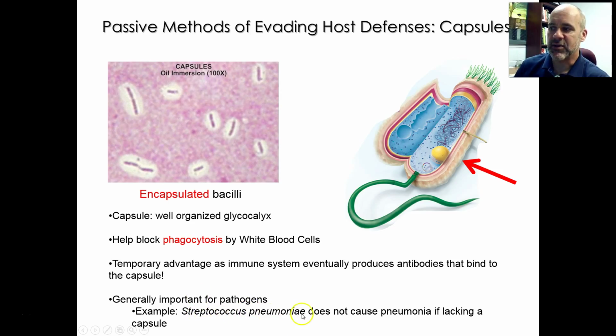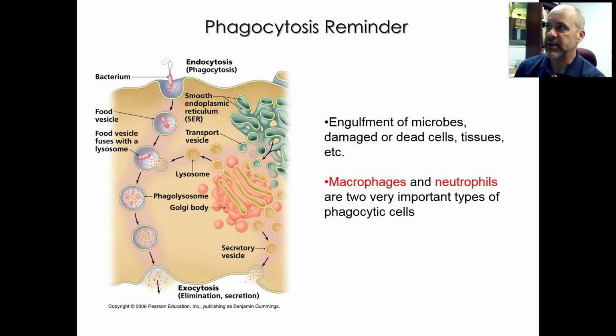But Streptococcus pneumoniae is a bacterial organism that causes many cases of bacterial pneumonia, but there are strains of it that don't make capsules, so they lack the enzymes that create the capsule layer, and those strains are not capable of causing disease.